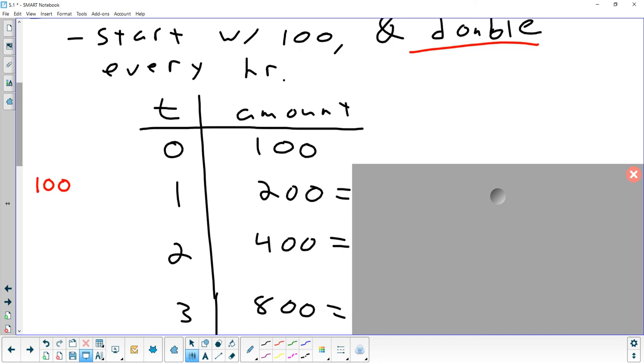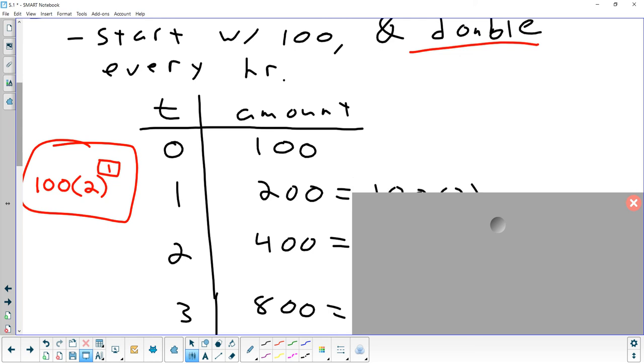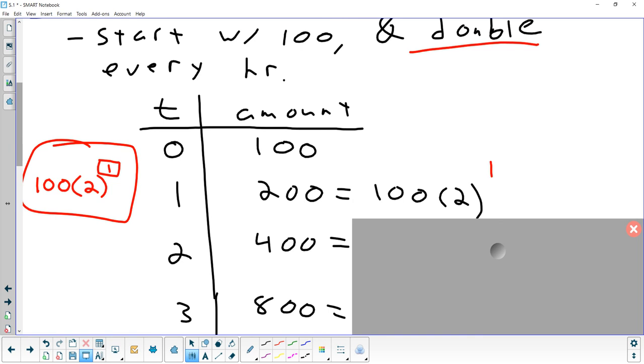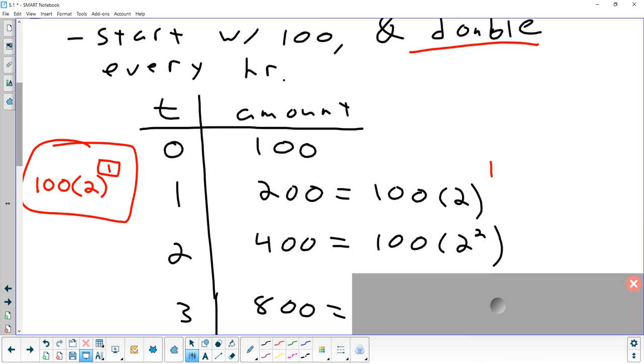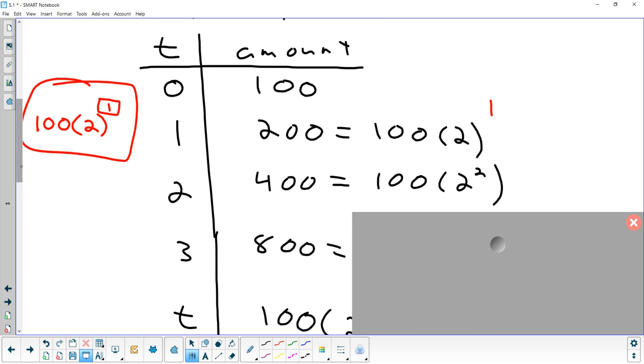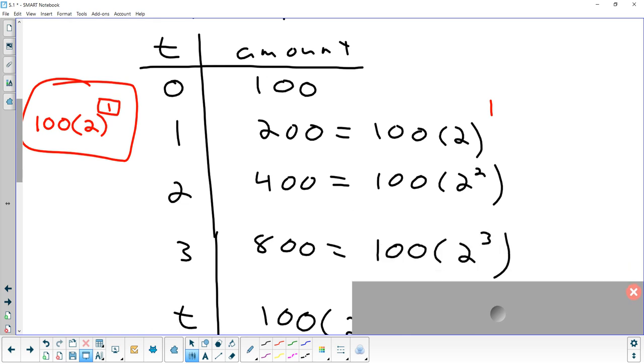So we started with 100. That was the initial amount. Times 2. And what exponent could you put right here to make this formula work for our number 1? One. So that's really, think of it as like 100 times 2 to the 1. So what do you think I have under here? 100 times 2 to the second. And how about this one? 100 times 2 to the third.